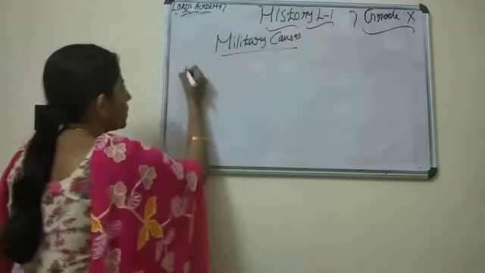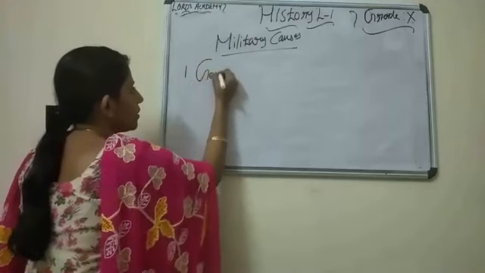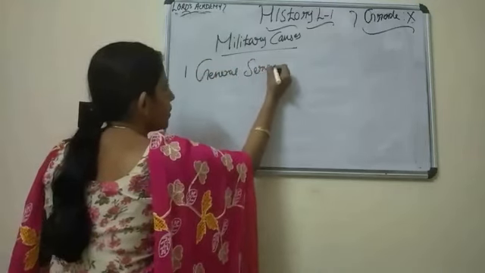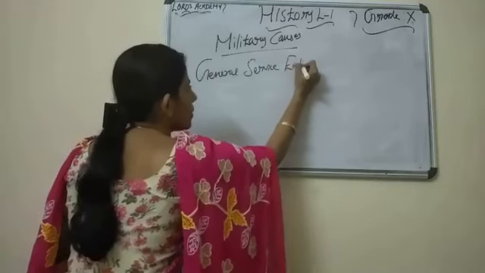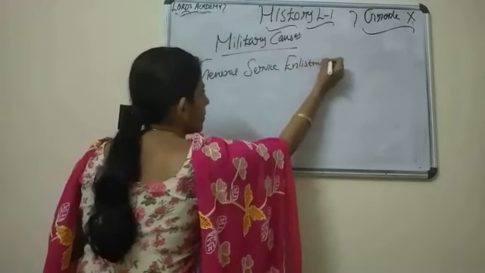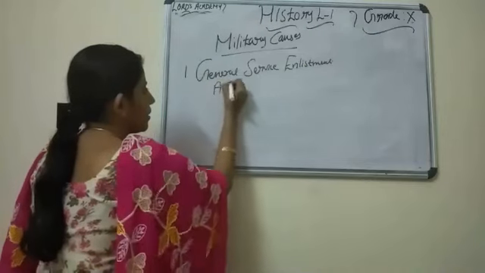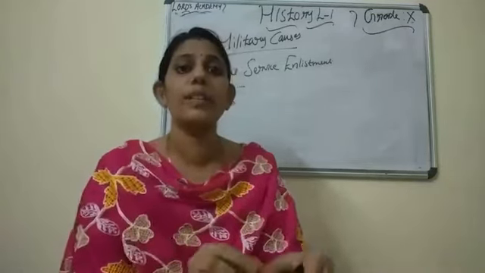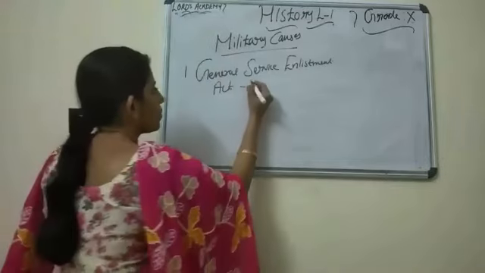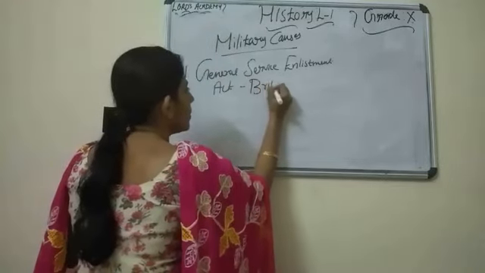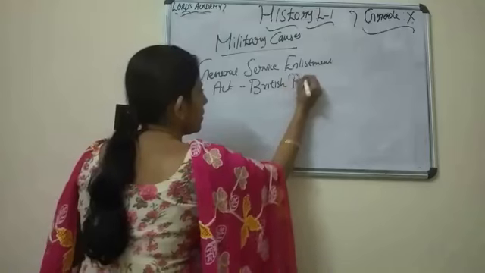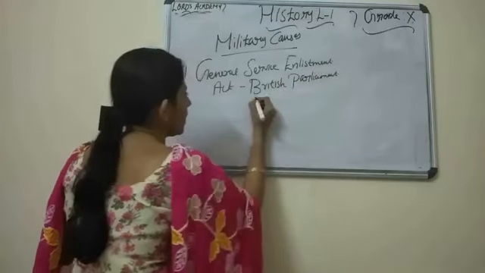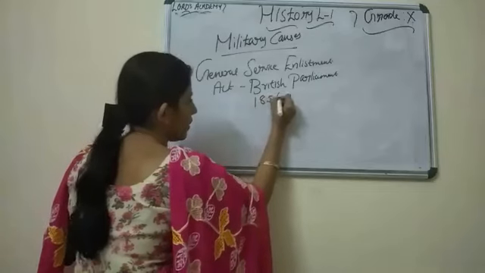The first point is about the General Service Enlistment Act. Who passed the act? The act was passed by the British Parliament. In which year was the act passed? The act was passed in the year 1856.